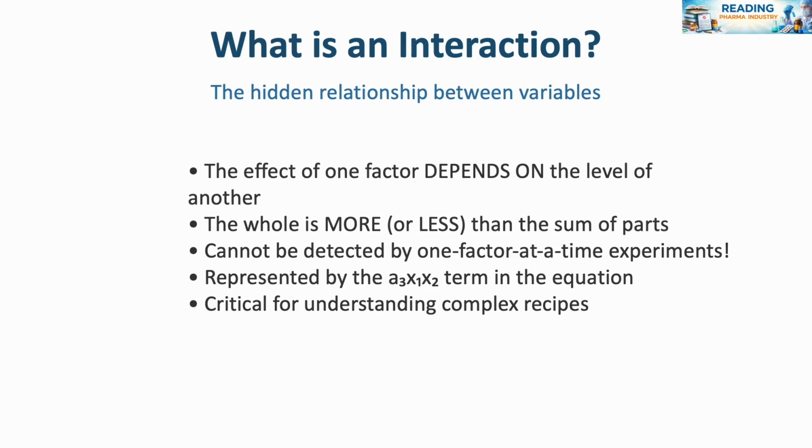And we've seen this term before. We represented it by the term A3 x1 x2, and you will see this commonly used just to indicate how those two interact. So the bottom line, whenever you see this, you know this is interaction between both of them. They will affect the y, whatever dependent variable you're checking or measuring. This is quite important because interaction is very important for understanding complex formulations or recipes.